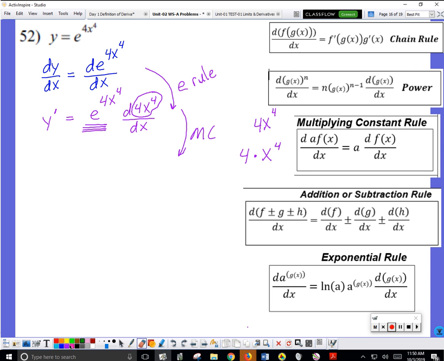So using the multiplying constant rule, you get this. Y prime equals we'll have 4. Another key thing to make sure you're always doing is, as you go from line to line, don't lose track of whether we're multiplying or adding. Keep the equality.